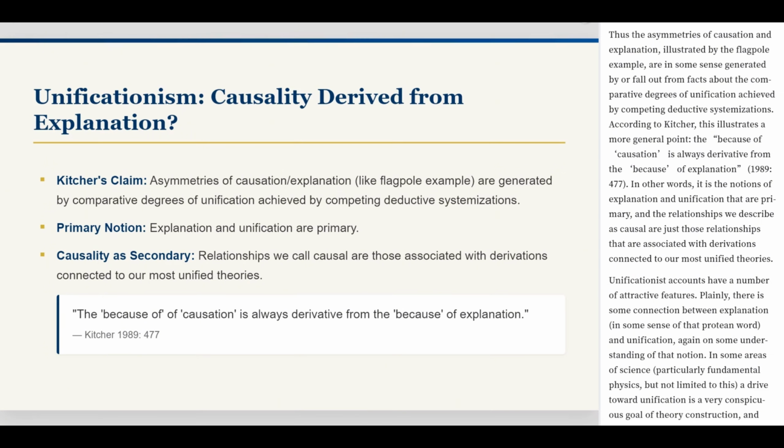Explanation and unification, for Kitcher, are the bedrock concepts. Causality, he argued, is derivative. The relationships we label as causal are simply those connections that pop up in the most unified explanatory frameworks we can construct. It's a bold claim. Causation isn't primary. It's a consequence of our best explanatory theories.